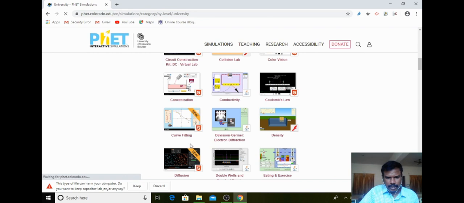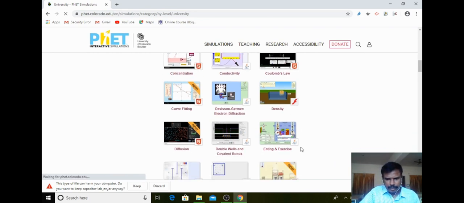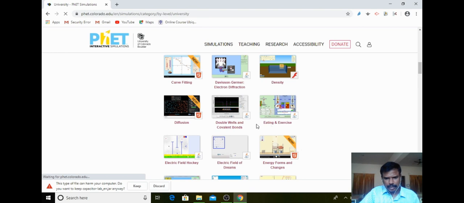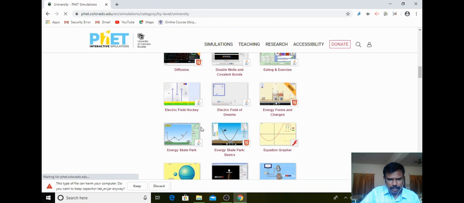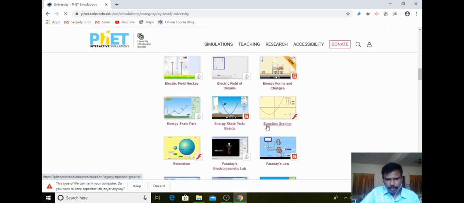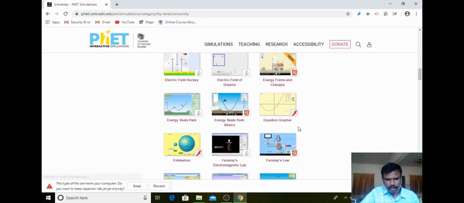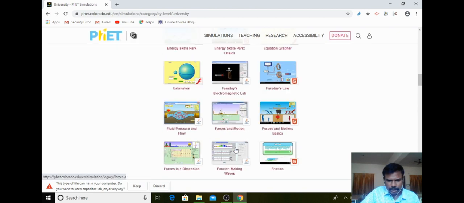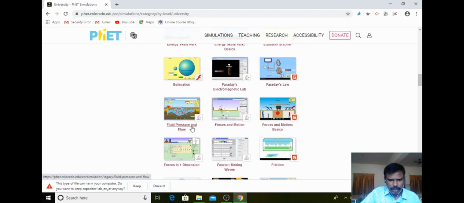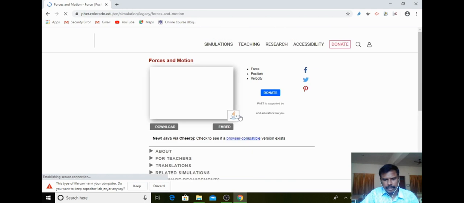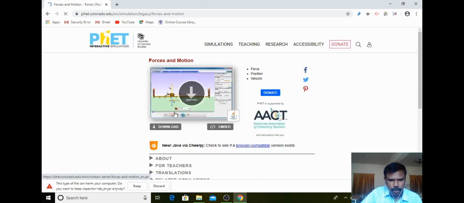For example, you can see the density here, diffusion and electric field, hockey, energy and equation. So everything we can use here. Fluid pressure and flow, and forces and motion. So like that I can select any number of things. I can download or use it now.